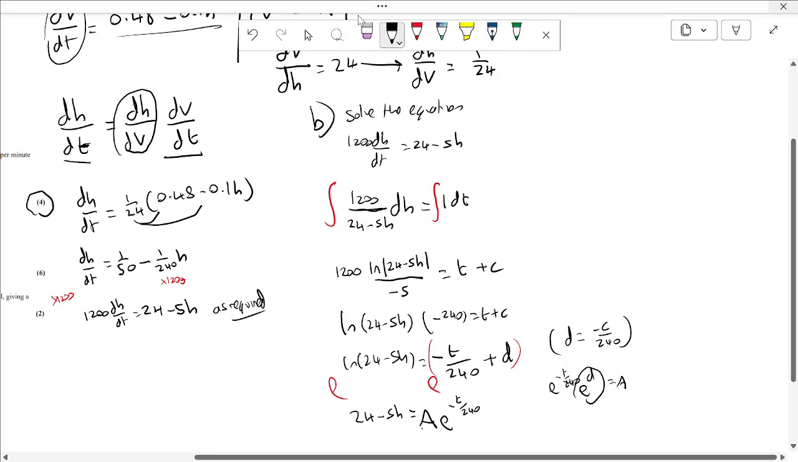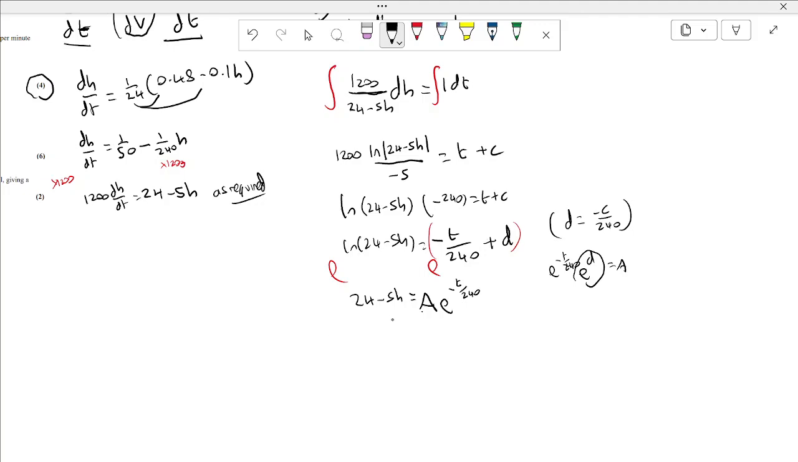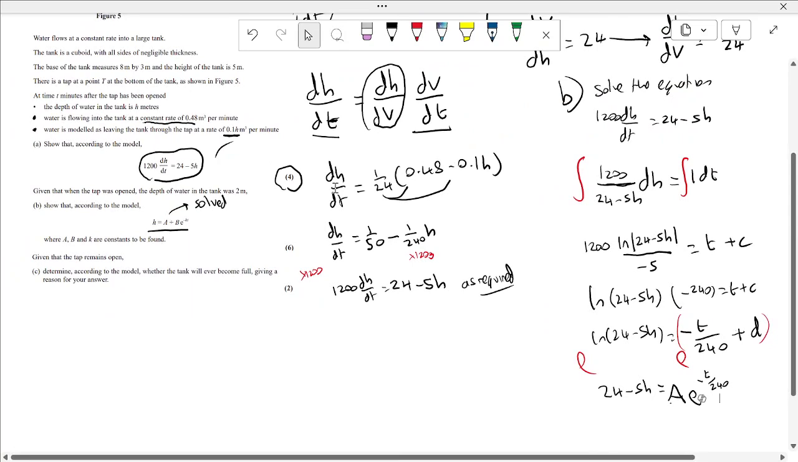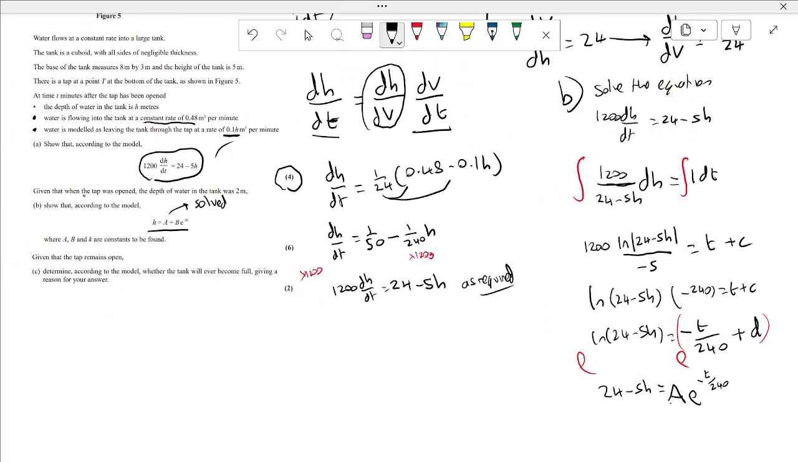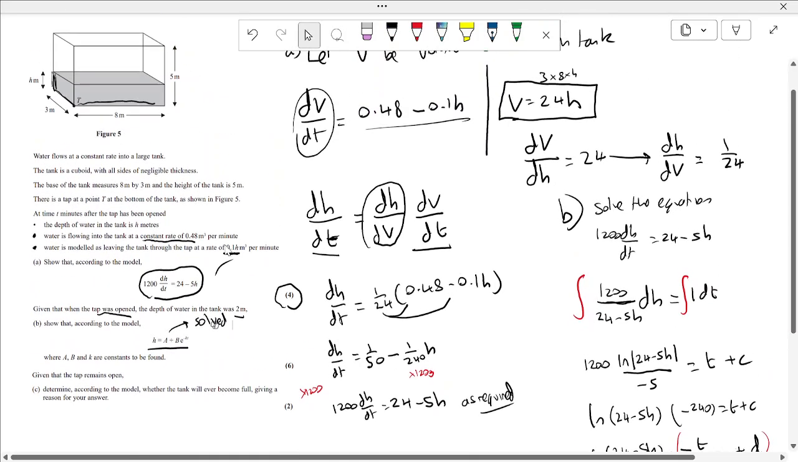And then I can finally rearrange for h, or I could find a. Let's find a first, why not? I need to use the initial information in the question. So given that when the tap was opened, the depth was 2 meters. Okay, so what does that tell me? When the tap was opened, the depth was 2 meters.